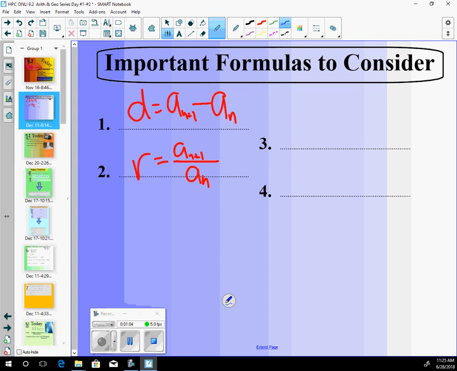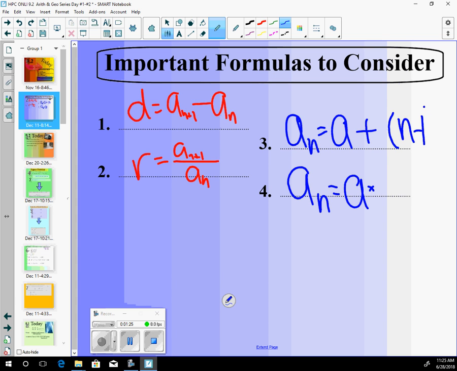Then for the nth term, we start with a, and then we add, for arithmetic, something. For geometric, we start with a, and then we multiply by something. So for the arithmetic, we're going to take the number of terms minus 1 times the difference. And for geometric, we're going to take the ratio to the n minus 1.